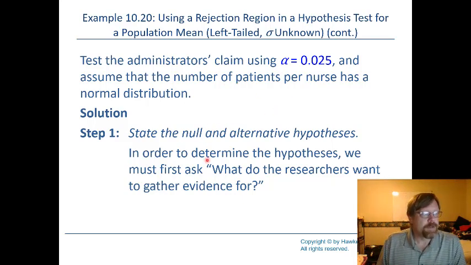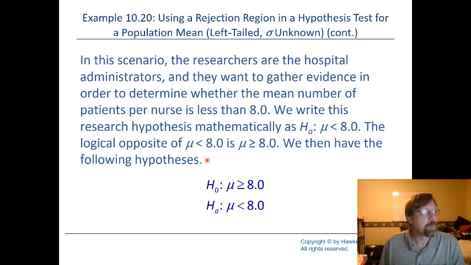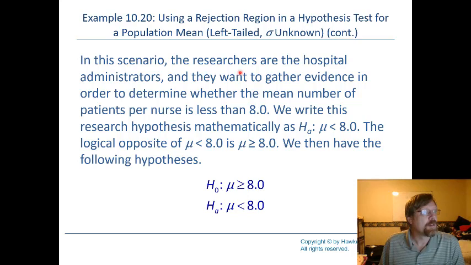Alright, so what did the researchers want to gather evidence for? I did kind of give that away. The researchers are the administrators. It is important to note which direction you're looking at things from. If the nurses were taking this sample, we'd be looking at it from their perspective. This is looking at it from the administrator's perspective. They're wanting to show that it is less than 8. Right, so there's the research hypothesis that the mean is less than 8, which makes the null hypothesis that the mean is greater than or equal to 8.